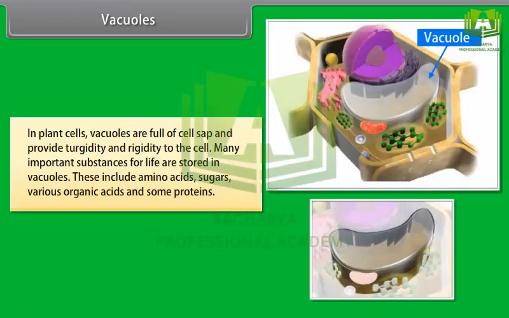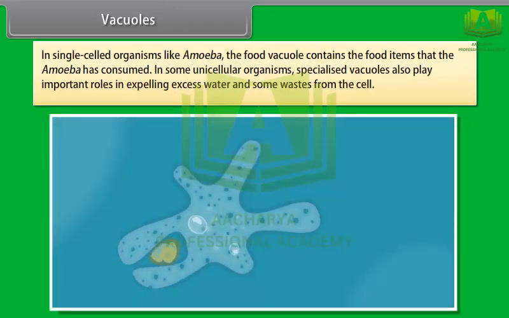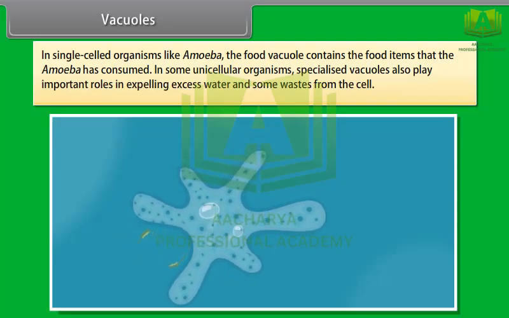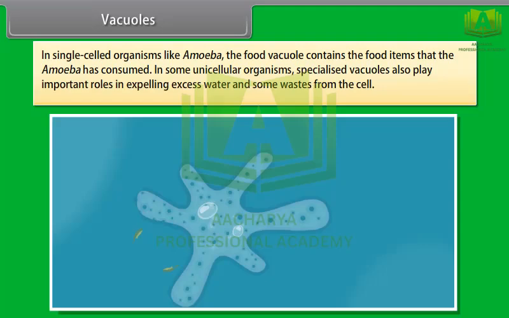In plant cells, vacuoles are full of cell sap and provide turgidity and rigidity to the cell. Many important substances for life are stored in vacuoles. These include amino acids, sugars, various organic acids, and some proteins. In single-celled organisms like amoeba, the food vacuole contains the food items that the amoeba has consumed. In some unicellular organisms, specialized vacuoles also play important roles in expelling excess water and some wastes from the cell.